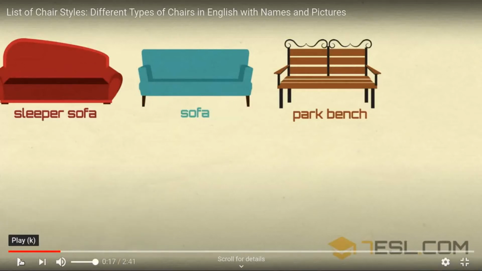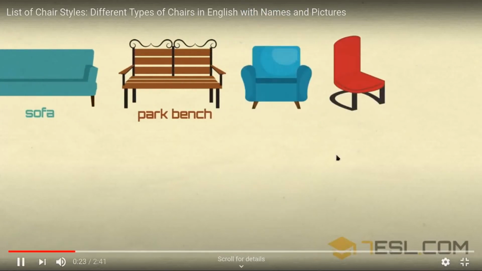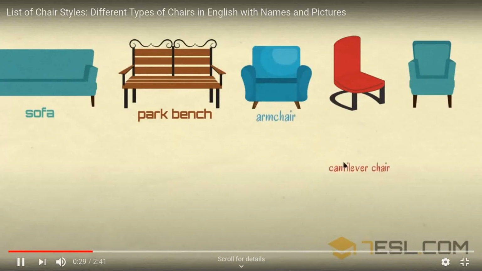Okay, let's continue. Okay, we have three different chairs. Armchair. Yep, that's right. Cantilever chair. Well, okay. That probably is true. But most people would just call this a chair. They wouldn't refer to it as a cantilever chair. Honey, can you bring in an extra cantilever chair? We have a guest coming to dinner tonight.